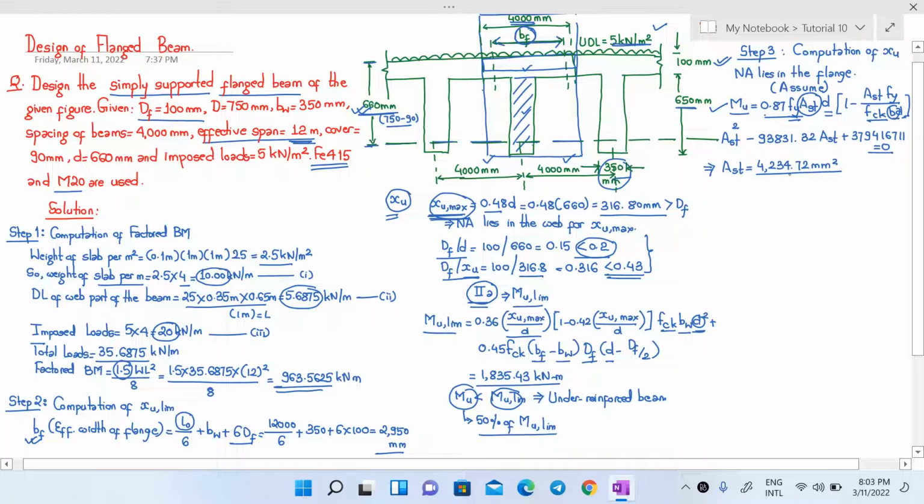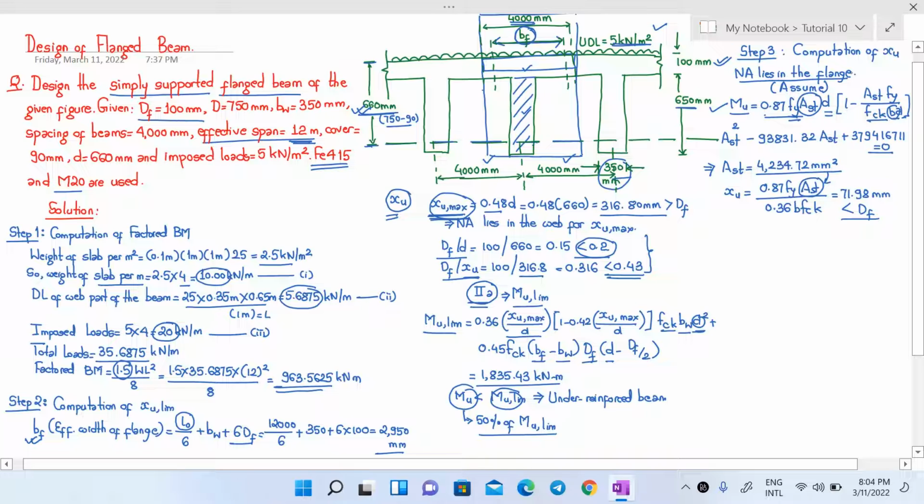So once you get the value of AST, check whether our assumption that the neutral axis lies in the flange is correct or not. To do that, we can determine the value of XU using this formula here: 0.87 Fy AST over 0.36 B FCK. If you insert all the values, AST now we have, Fy, B, FCK we know, you will get the value of XU as 71.98 mm, which is less than DF. That means our assumption that the neutral axis lies in the flange is correct.